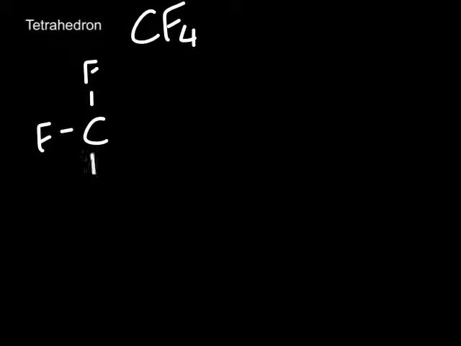The last of the 4 branch molecules is known as tetrahedron, and we're going to use an example of CF4, carbon tetrafluoride. We go to draw the Lewis structure. It looks like this. You've got fluorines all around. You've got lone pairs on the fluorines to get the octet rule satisfied.